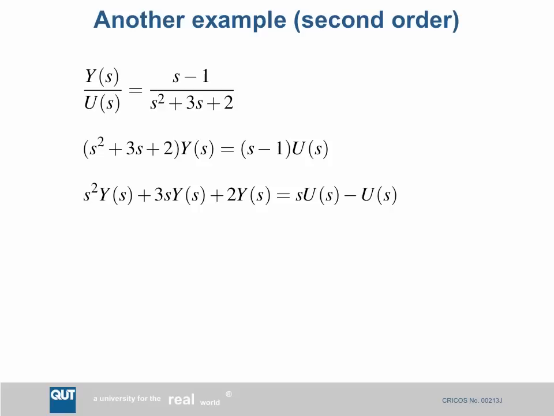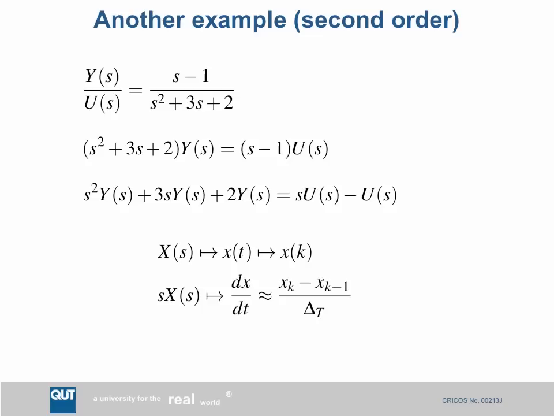Now we make the same substitutions that we made last time. Wherever we have the Laplace variable by itself, we replace it by the variable subscript by the sequence number. Actually, I've been inconsistent here. I've written x brackets k, and I should have written x subscript k. So much for consistency. Wherever we have s times x, we replace that with the derivative operator, and then with the first order difference. So where we have the 2Y up there, I'm going to replace that with 2y_k. Where I have 3sY, I'm going to replace that with 3 times the first order difference, which is y_k minus y_k-1 over delta t.